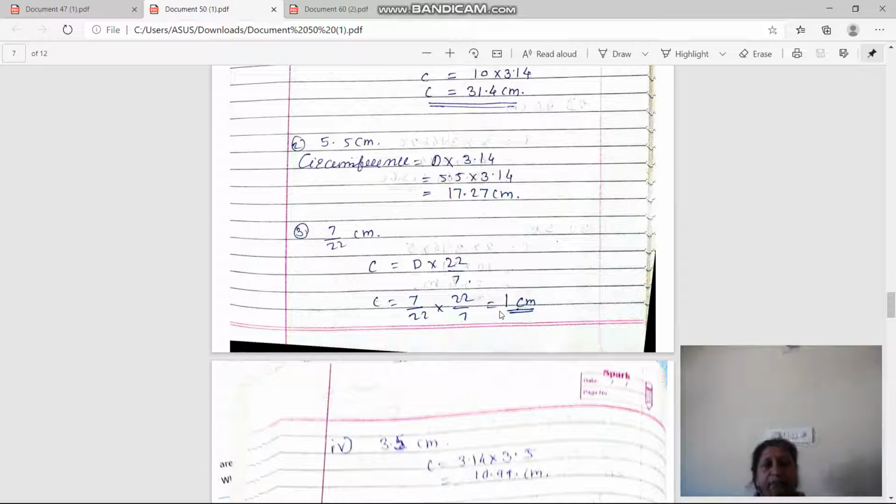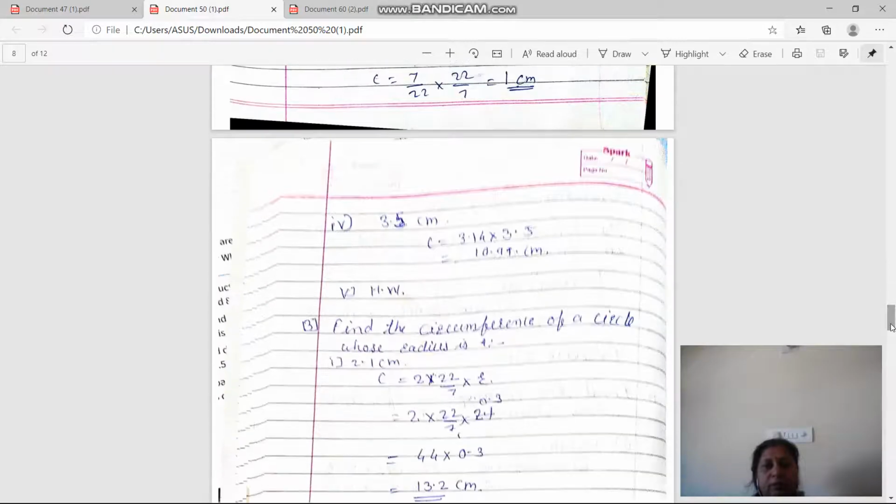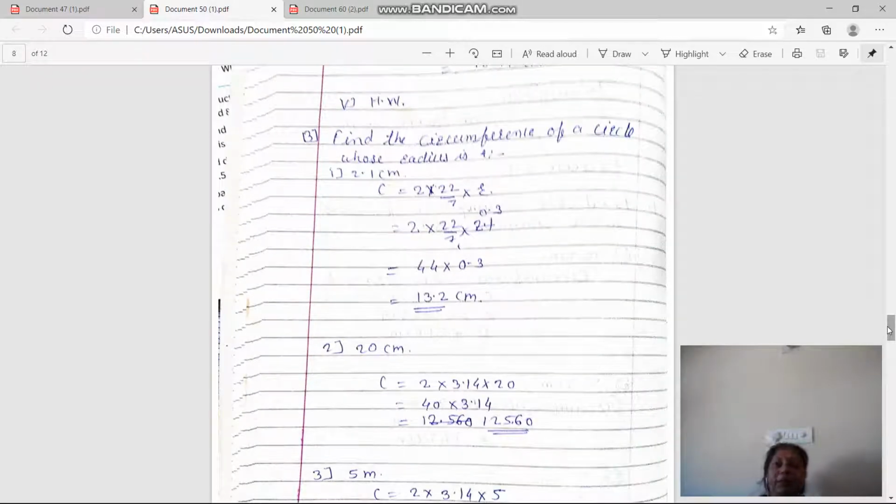Get it? Now next, fourth one. 3.5 centimeter. So it is D for diameter, right? So circumference is equal to 3.14 multiplied by 3.5. So it is equal to 10.99 centimeter. Get it? So we will see the next. If the radius is given, we have calculated now. If the diameter is given, then how can we calculate the circumference? Now if the radius is given, so how can we calculate the circumference? So let's see.